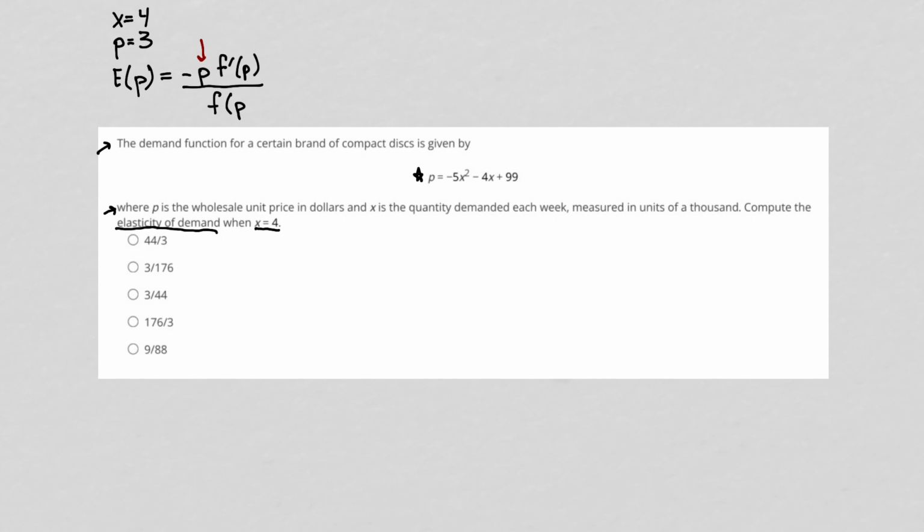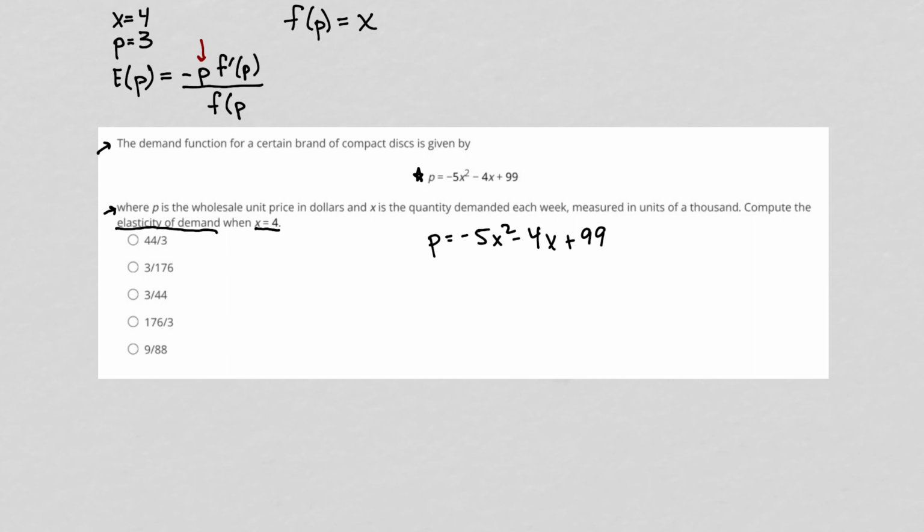So let's figure out, well, how do we find F of P? Well, F of P is equal to X from the demand equation. So I need to take this demand equation, P equals negative 5x squared minus 4x plus 99, and somehow I need to solve for x, because if I can solve for x from that equation, then that is what gets me to my F of P.